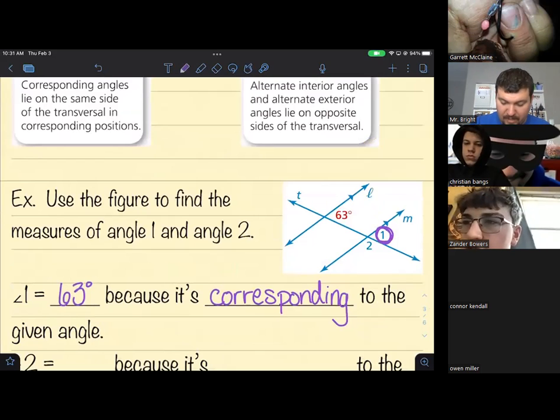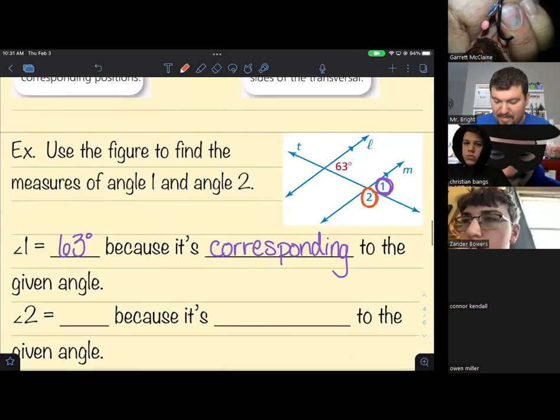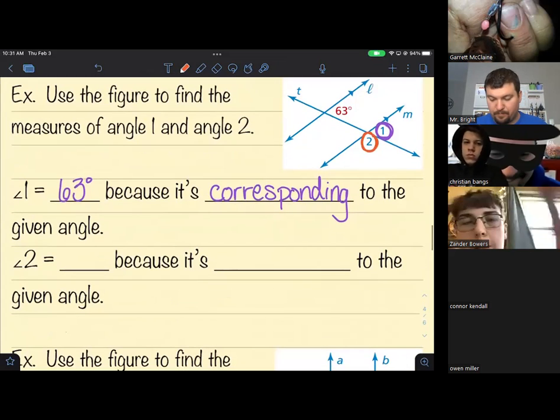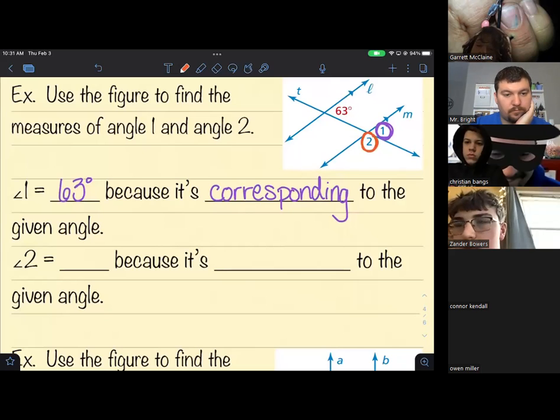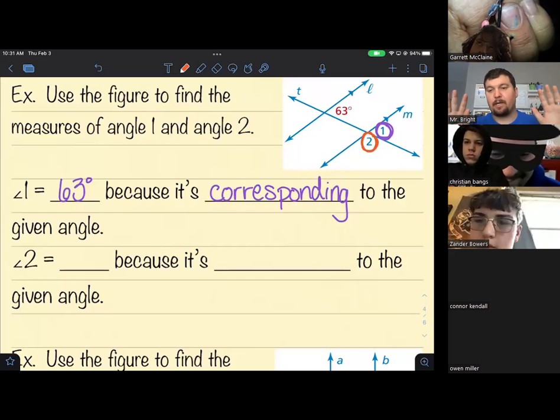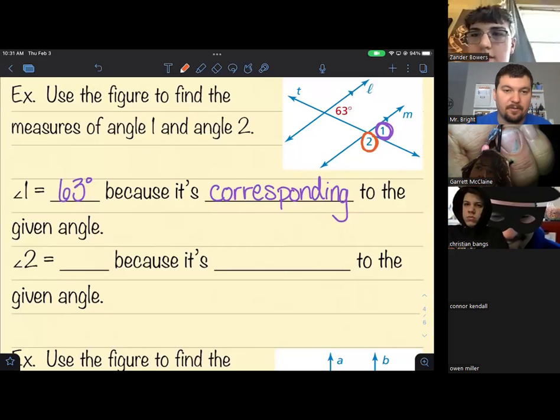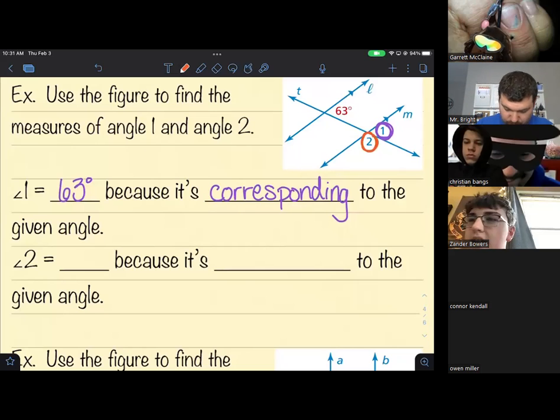Okay, so let's do the second one then. Who can tell me how big angle 2 is and what's its relationship to the 63-degree angle? Please, not everybody at once. I can only hear so much. Xander. It would be 117 degrees. Good job.